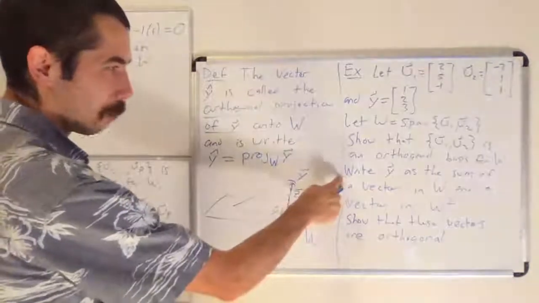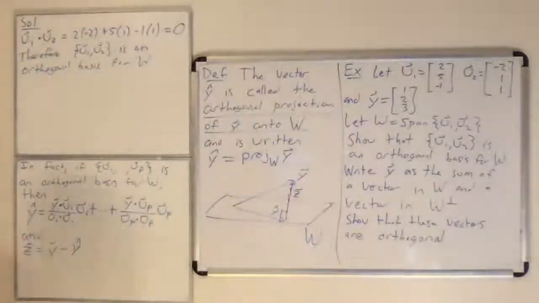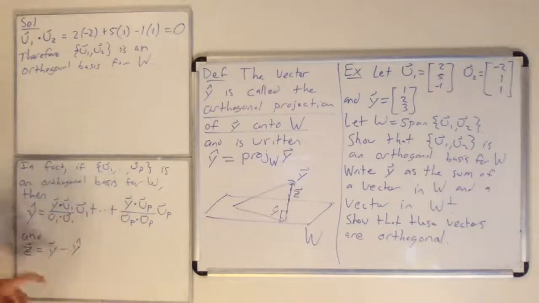Okay, and so now the next part is write y as the sum of a vector in W and a vector in W perpendicular. I'll give you another minute and a half here. It may take longer for you to do this, but you could keep working on it while I work it out. And if you get an answer, maybe it's hard to type out what the vectors are, but what are the coefficients of U1 and U2 in y hat?